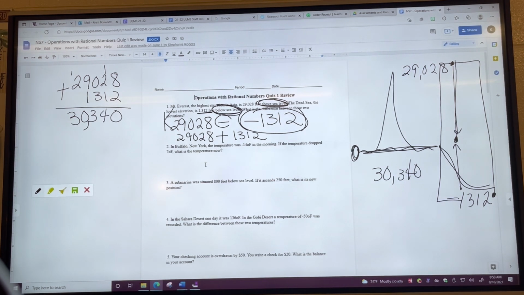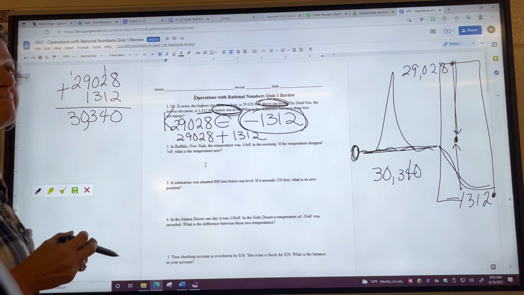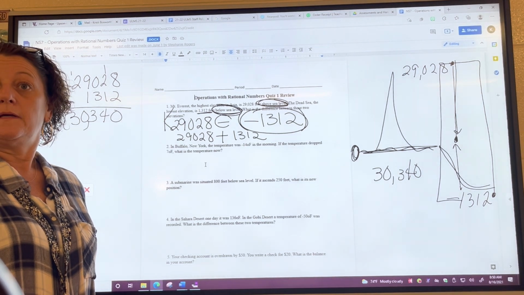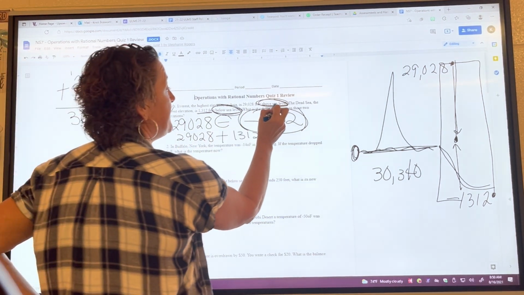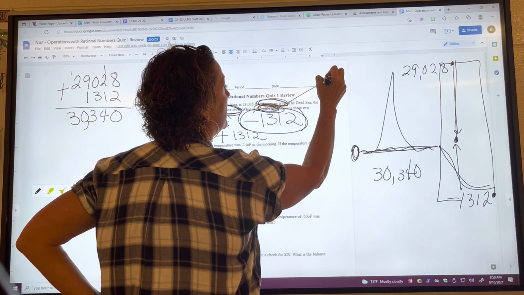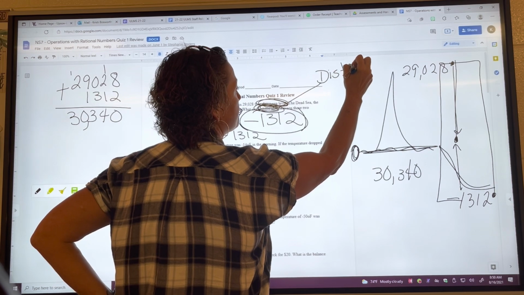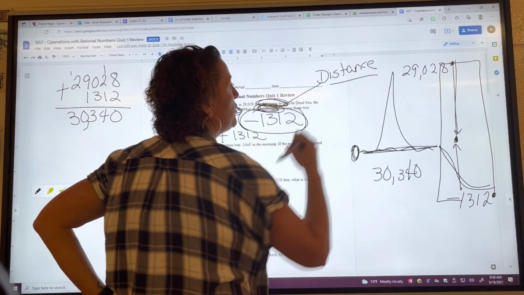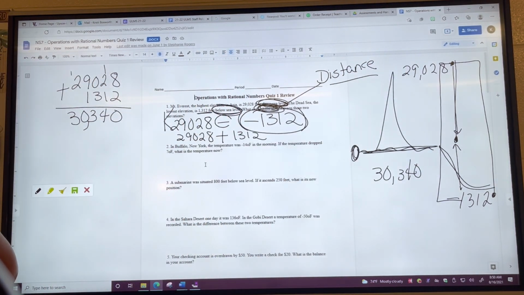You're wanting the difference between the two. Basically, guys, circle the word difference and draw your arrow out here and put distance. When you're trying to find the difference in two places, you're looking at distance.